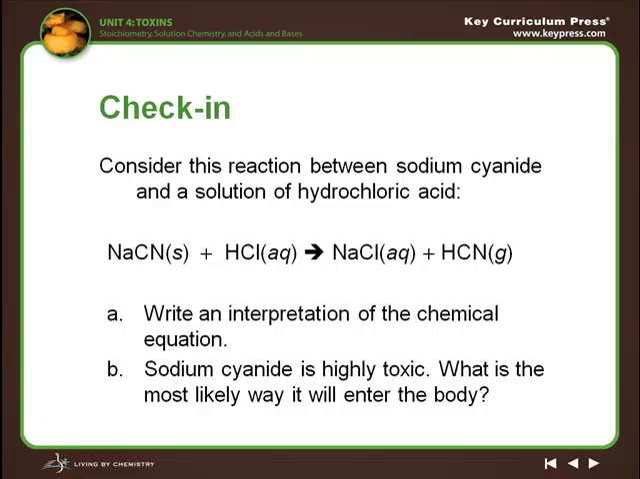Okay, sodium cyanide. Now, it also gave us the name there. Isn't that nice? Don't have to look it up. And a solution of, what's this one? Hydrochloric acid. And then it produces, so you've got sodium cyanide solid plus hydrochloric acid solution produces, what's this one going to be? Okay, a solution of sodium chloride. Let's just call it a salt because there are lots of salts besides sodium chloride. It's called table salt, but we could describe it that way, but sodium chloride is better. And what else is produced?